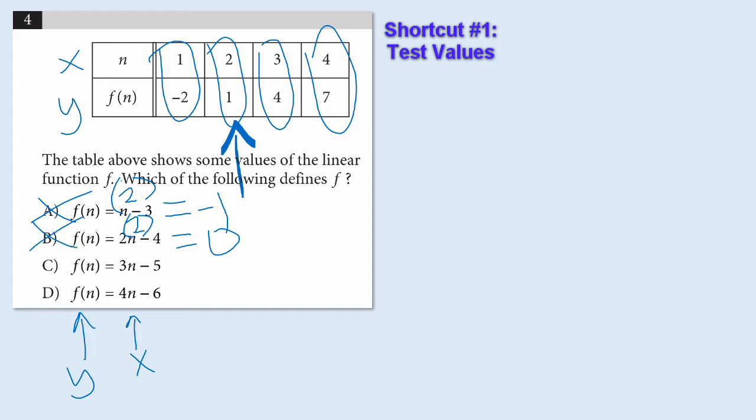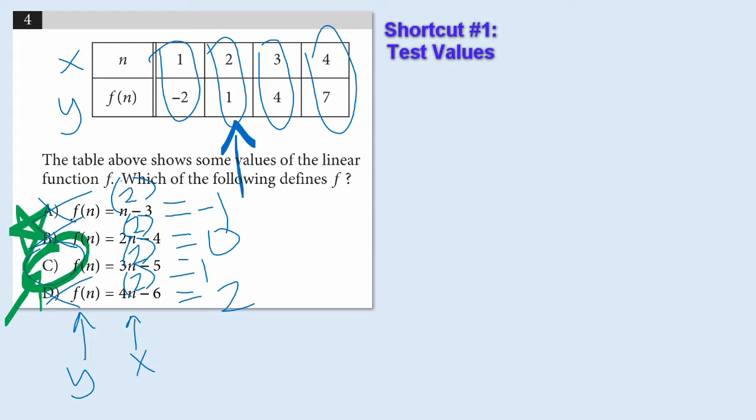Let's look at C. So 3 times 2 is 6, minus 5 is 1, which is what I wanted, so C is viable. And let's look at D. 4 times 2 is 8, minus 6 is 2. So D is not viable. So from that substitution of the ordered pair 2, 1, I see that only answer C works. So C must be the answer.